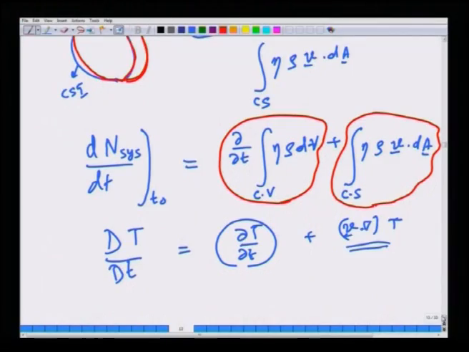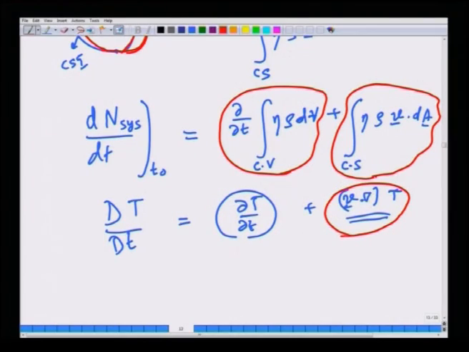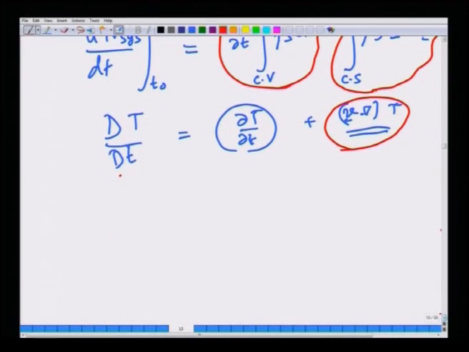So this contributes to the convected part, similar to the convected contribution to the substantial derivative. This is because of the flow that takes fluid away, and hence takes mass away, momentum away, as well as energy away or into the control volume. So, this is the Reynolds transport theorem.